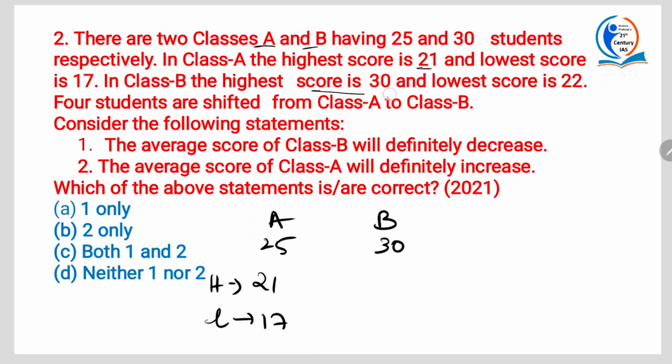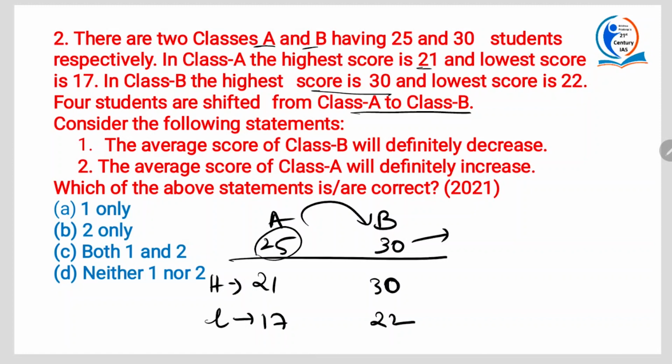In class B, the highest score is 30, and the lowest score is 22. 4 students are shifted from class A to class B. It seems out of 25, 4 students are shifted here. Consider the following statements. The average score of class B will definitely decrease. The average score of class A will definitely increase. So we have to infer some conclusion and say which of the statements are true.